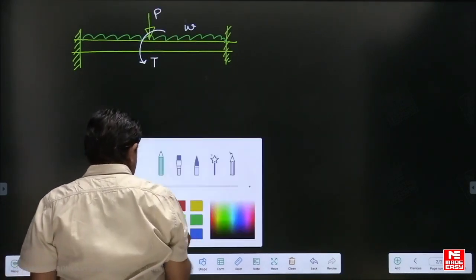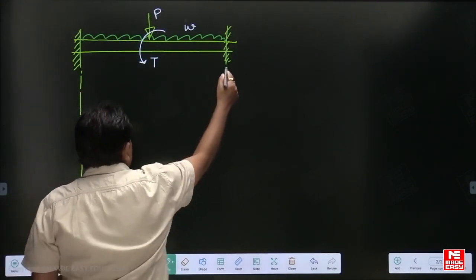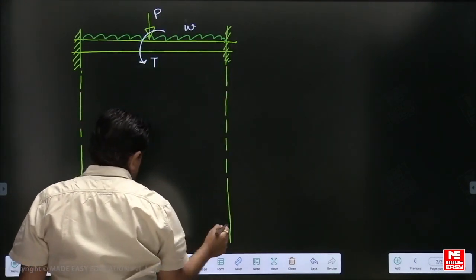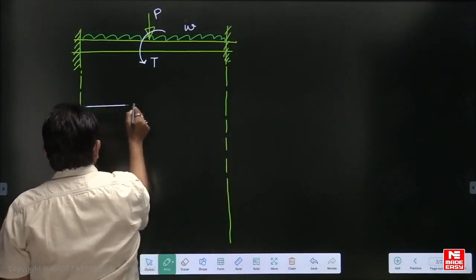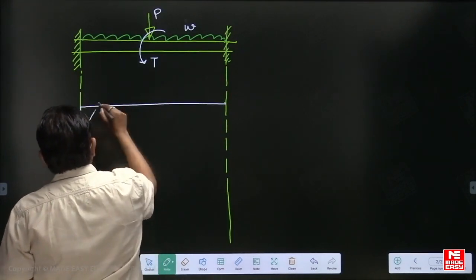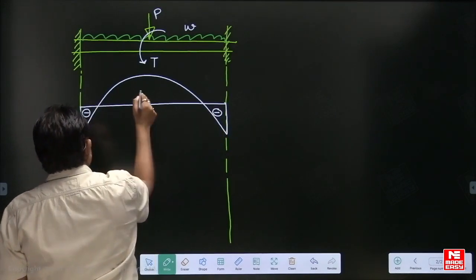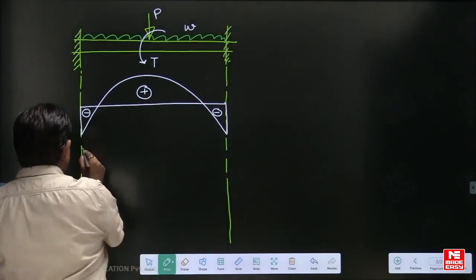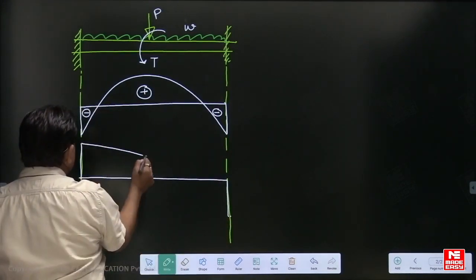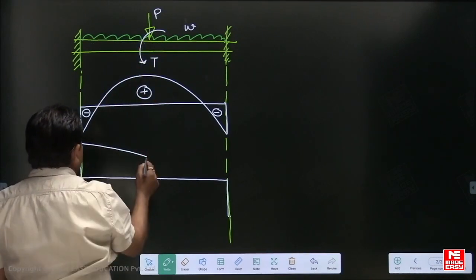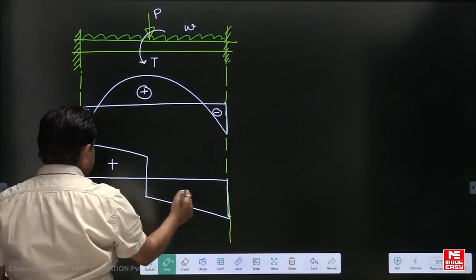How can you calculate the different values? You can draw the bending moment diagram, the shear force diagram, and the torsional moment diagram. Suppose your moment diagram is like this, having negative moment at ends and positive moment at center. Similarly, the shear force diagram may reduce like this due to UDL, and due to the point load it suddenly comes down and then becomes positive and negative.